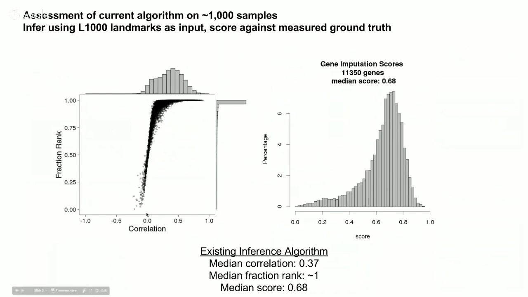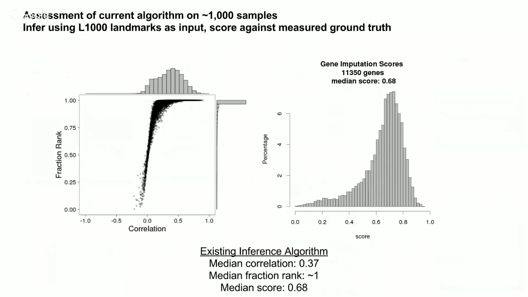I should point out that there is a large number of genes, you can see this large tail here, where the ranks are not very good. So those are the genes where our current model is not performing very well and where there's room for improvement. And we're hoping that this contest will yield some improvements for those genes in particular.